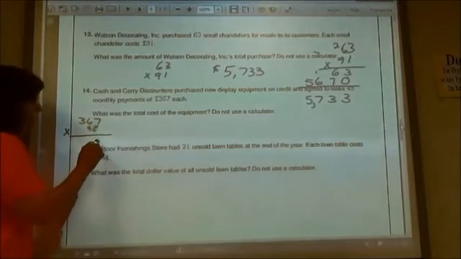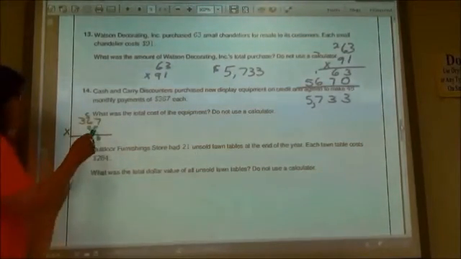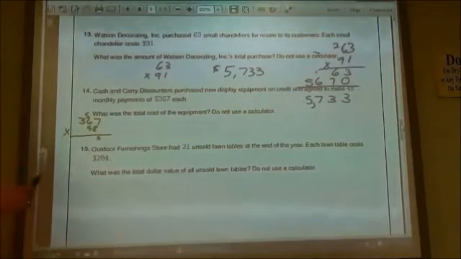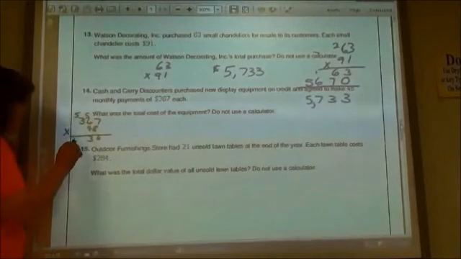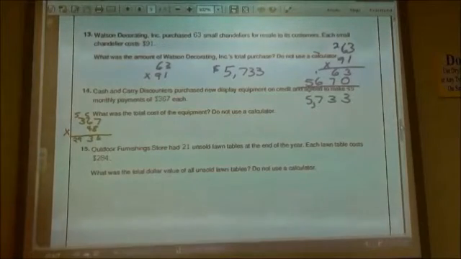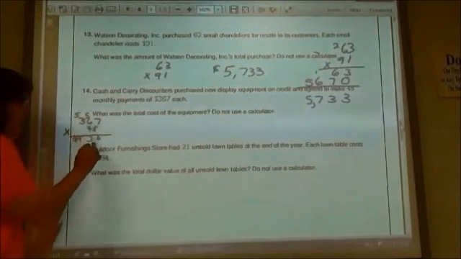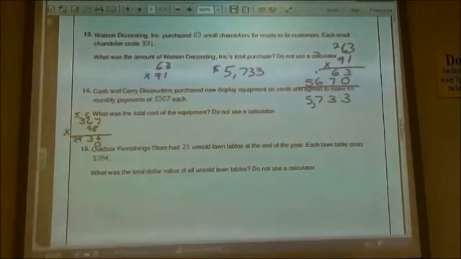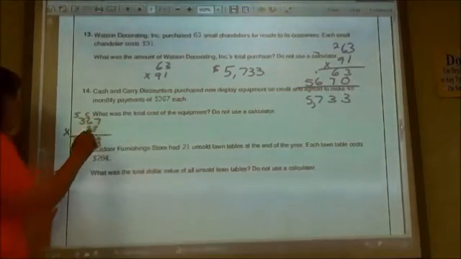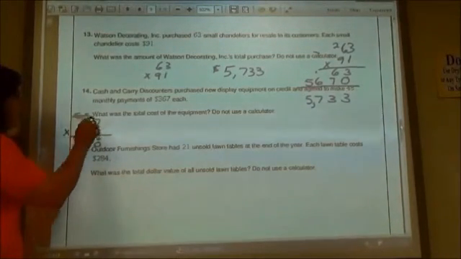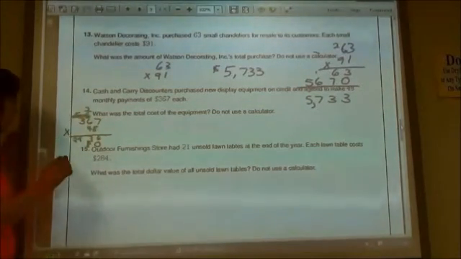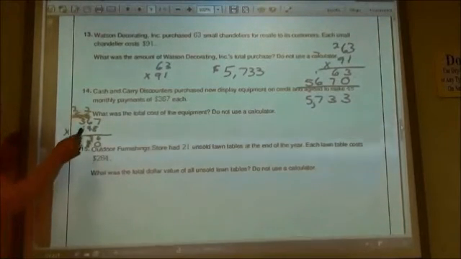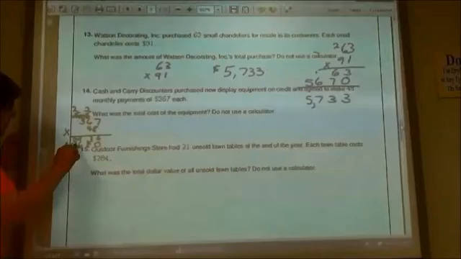So 8 times 7 is 56. Carry my 5. 6 times 8 is 48, plus my 5 would be 53. 8 times 3 is 24, plus 5 would be 29. Again, I don't have a whole lot of writing space, so I'm kind of smushing that in there. I'm in the 10 spot, so I have to add my 0 because I'm really multiplying by 40 instead of by 4. 4 times 7 is 28. I got to carry my 2. 6 times 4 is 24. Plus my 2 would be 26. Carry my 2. 4 times 3 is 12. Plus 2 would be 14.